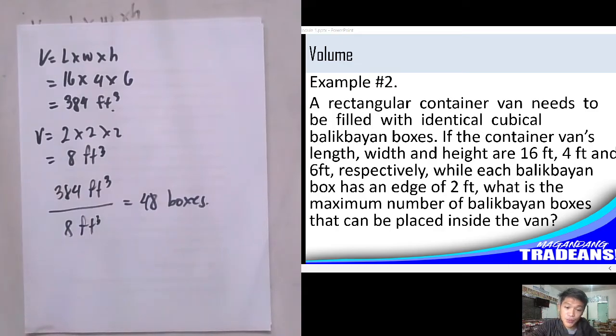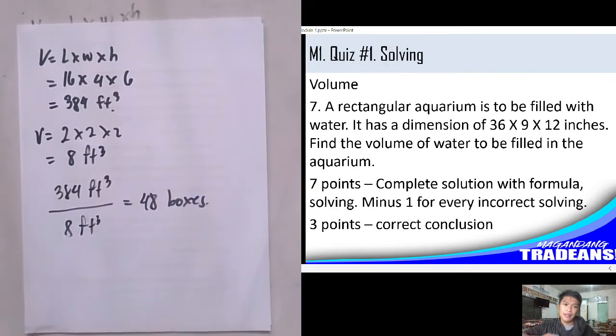Now, for your quiz, I would like you to identify the volume wherein a rectangular aquarium is to be filled with water. It has a dimension of 36 by 9 by 12 inches. Find the volume of the water to be filled in the aquarium. Take note, 7 points for the complete solution with formula, -1 for every incorrect solving, and 3 points for the correct conclusion.